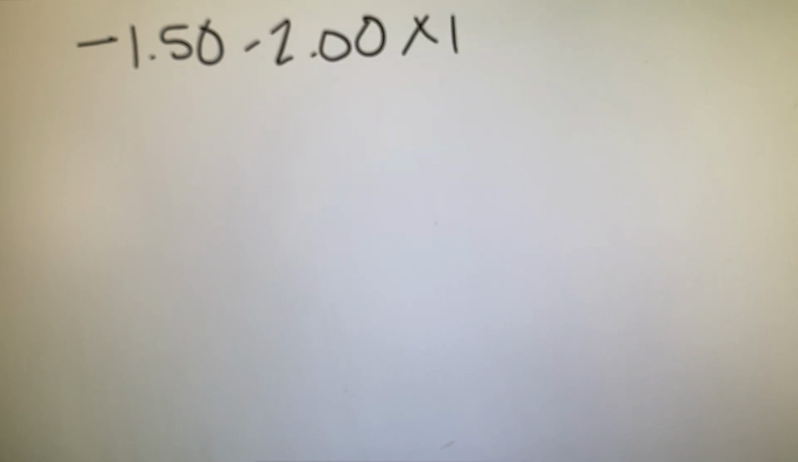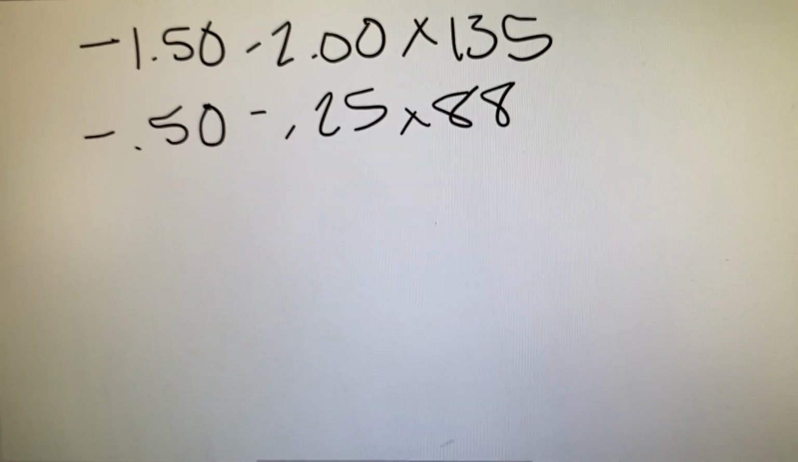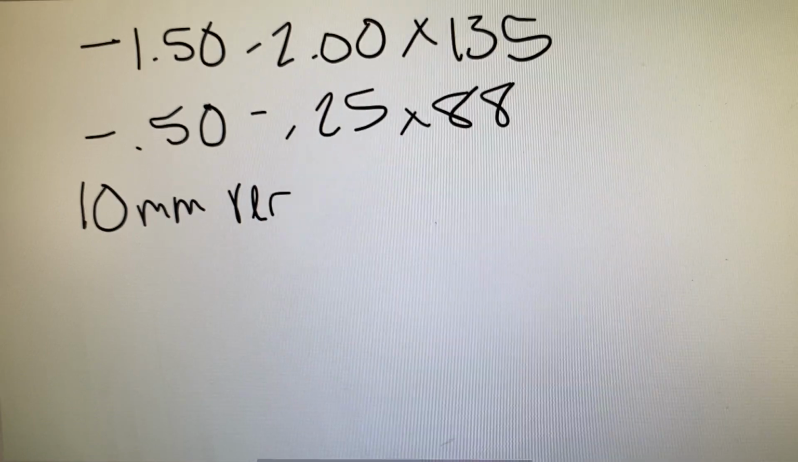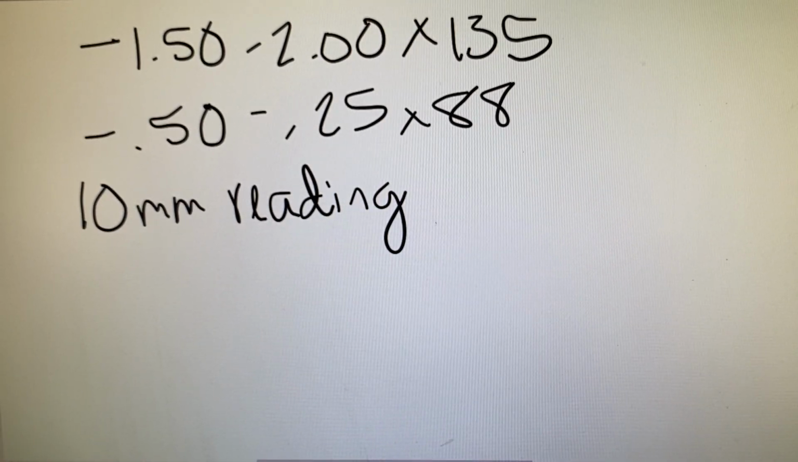This particular patient's right eye has a prescription of -1.50, -2.00 at 135. Their left eye is a -0.50, -0.25 at 88. Now, in this particular equation, they've given us a reading level of 10 millimeters. Basically it just says that as you travel from the distance prescription down into the reading segment, our patient had to travel 10 millimeters to get there.